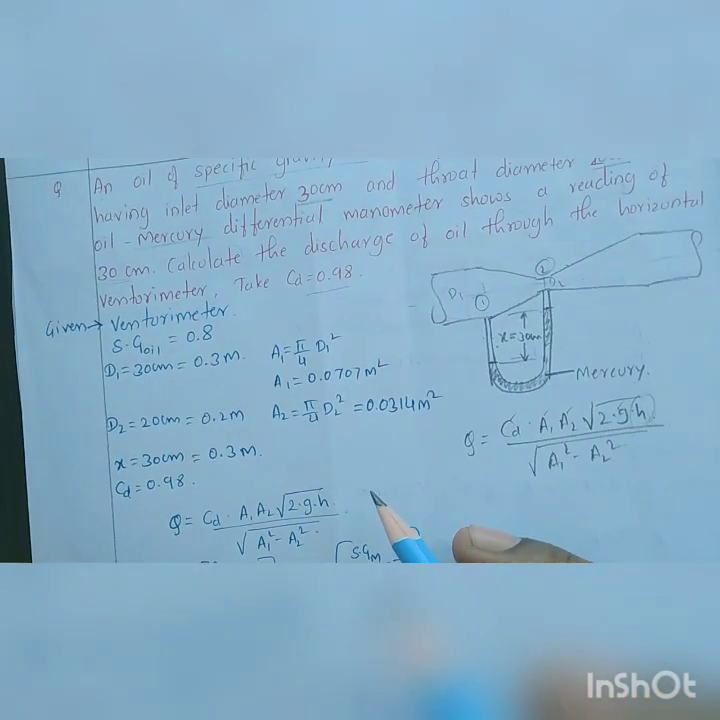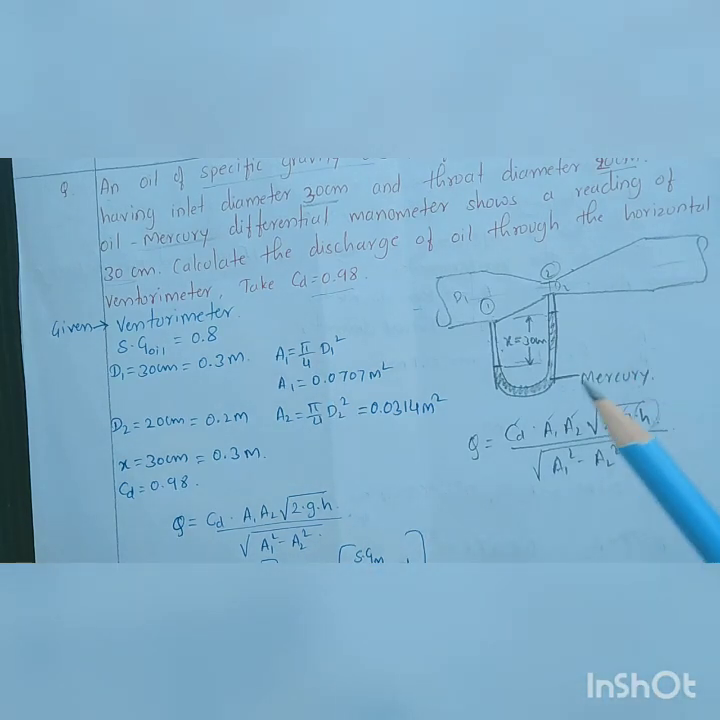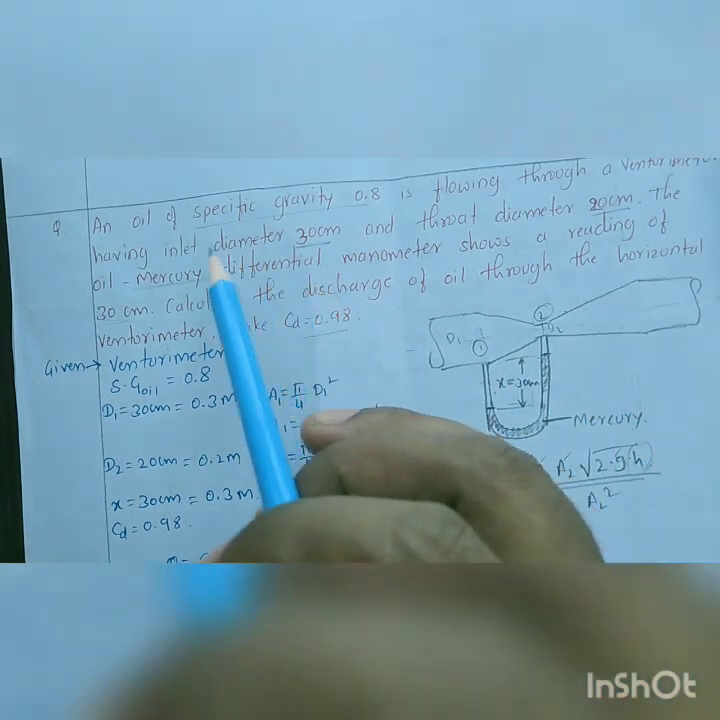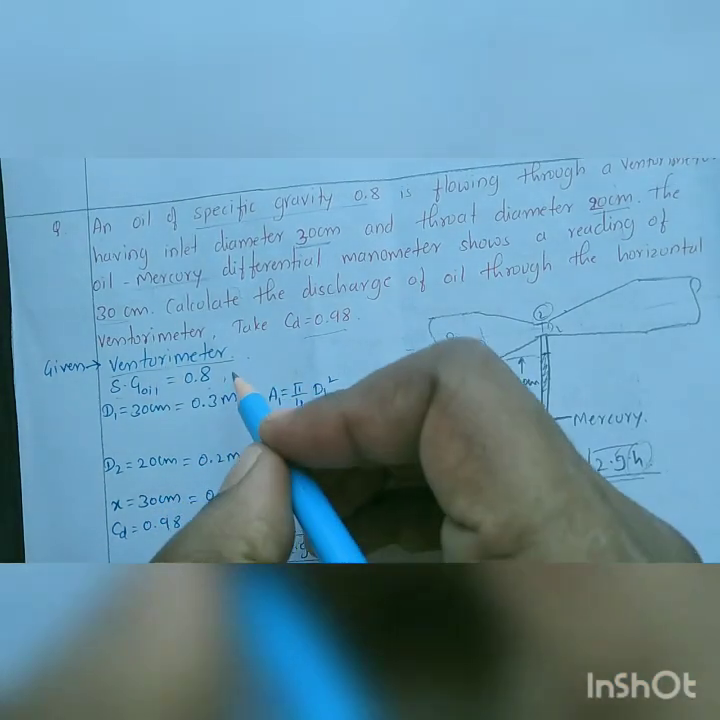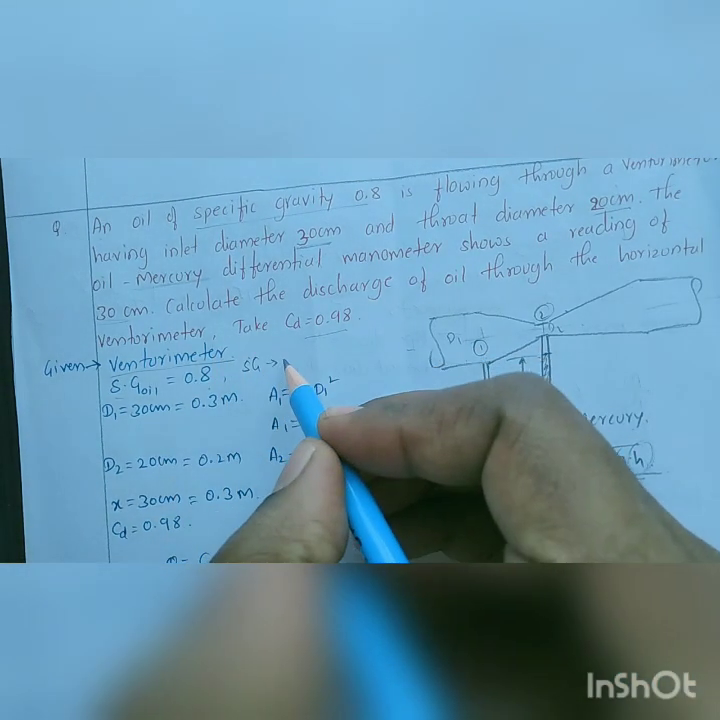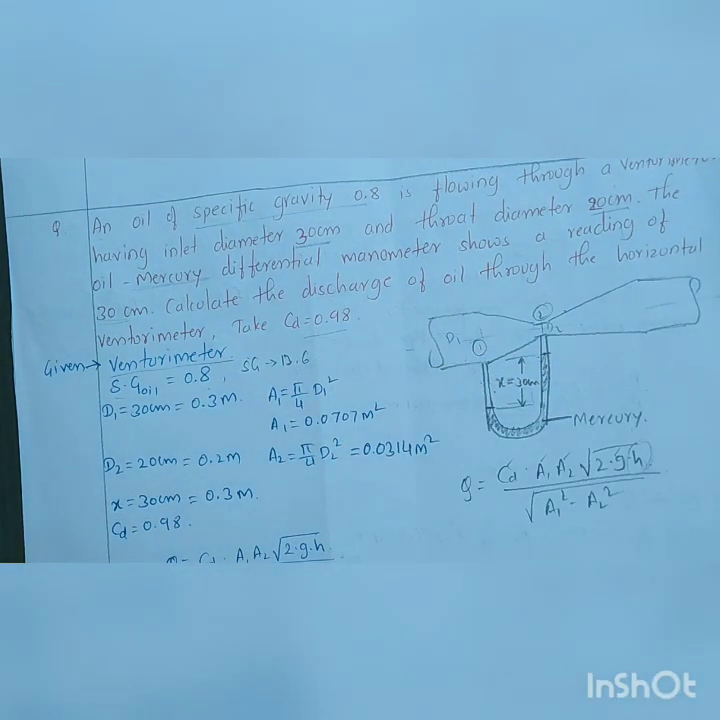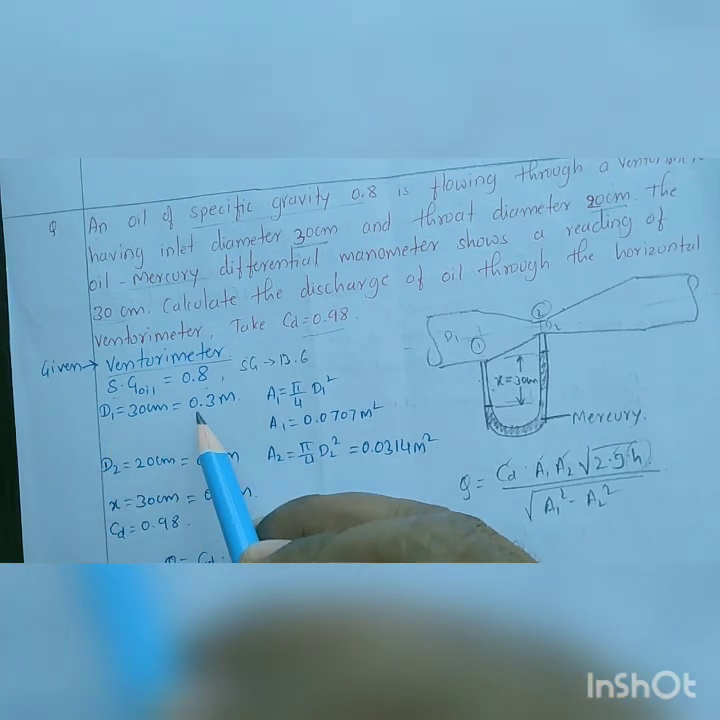First and foremost, as we used to discuss in the class, when you see a problem you have to identify which topic it is based on. So here this problem is based on the venturimeter. He has given the specific gravity of oil. In the problem they don't give the specific gravity of mercury, but you should always remember the specific gravity of mercury is 13.6.